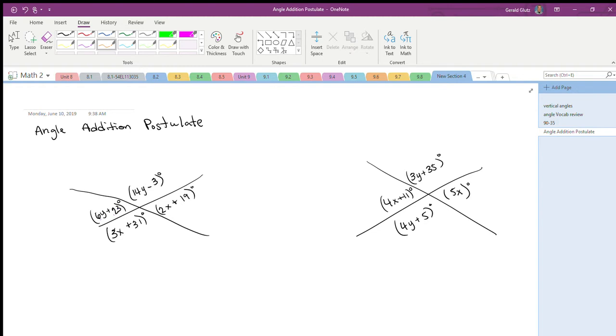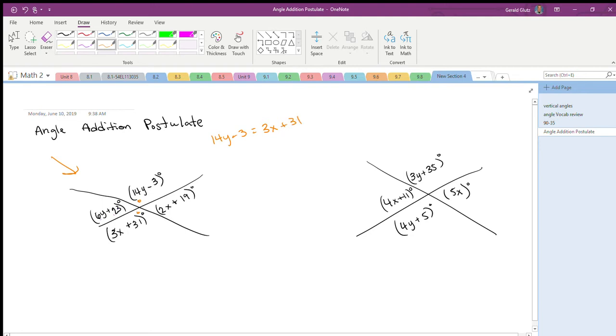All right, so we got some more review problems here. So the first one over here, first thing you should notice is that we have two different variables. So we got an x and we got a y. So some of you right away may be saying, well, I noticed that these two are vertical angles, so I could say they have to be the same. Vertical angles are congruent always. So 14 minus 3 has to be equal to 3x plus 31.